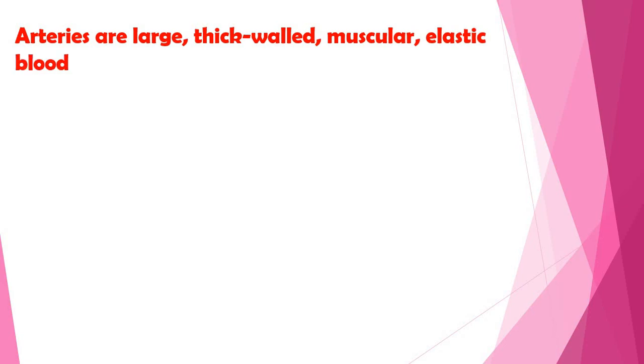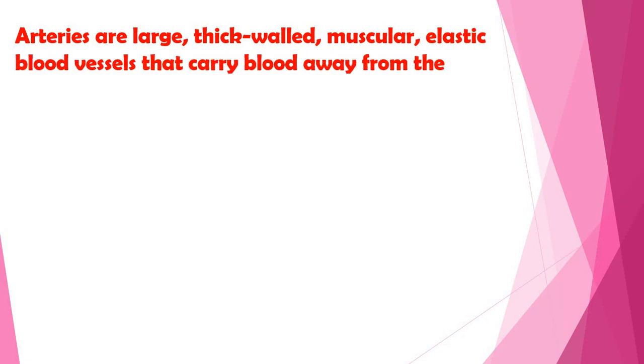So, if we are going to describe arteries, we are going to say that arteries are large, thick-walled, because they consist of three layers, muscular and elastic at the same time, blood vessels that carry blood away from the heart. So arteries are large to contain a large amount of blood from the heart. Thick-walled, it consists of three layers, and muscular to give it strength to contract, elastic to easily allow the blood to enter.